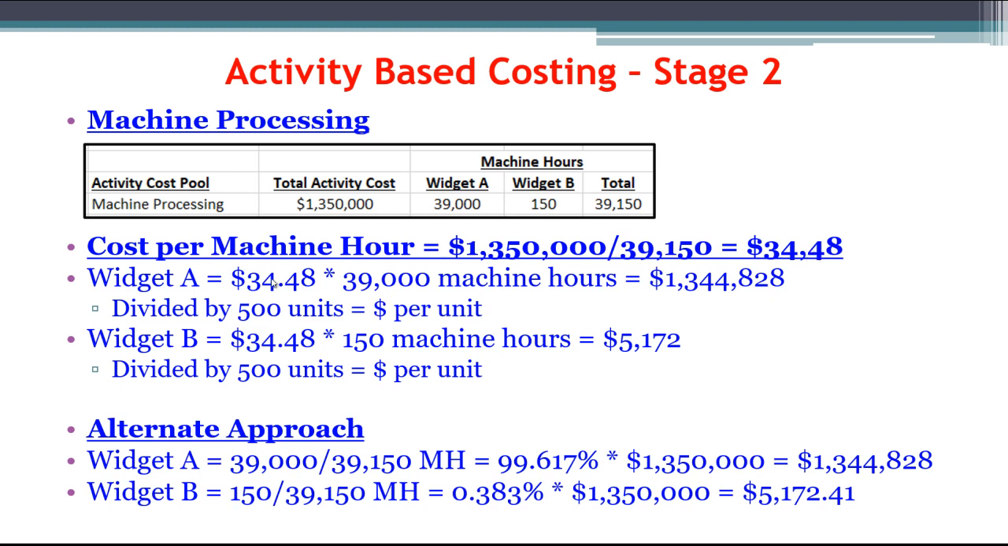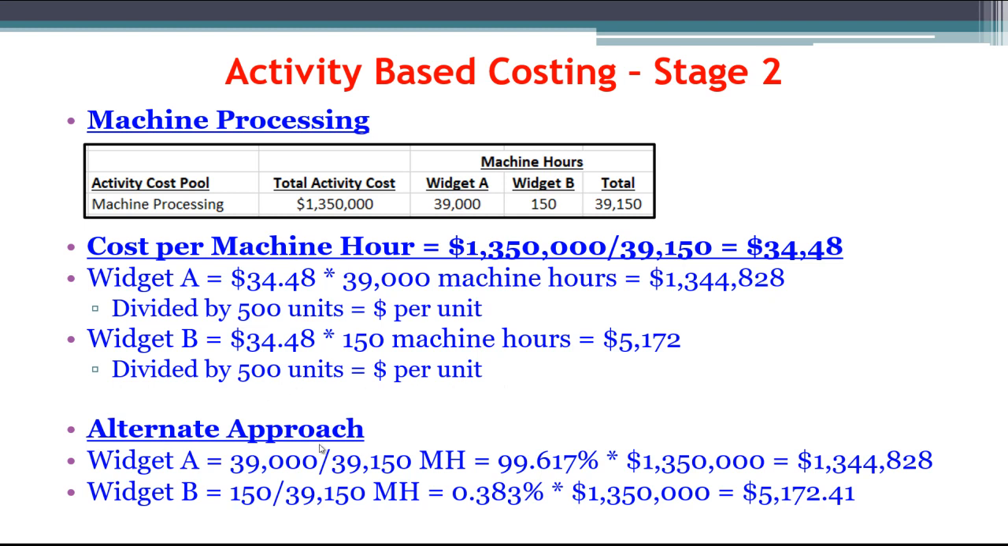Now, widget A actually used 39,000 machine hours, so it gets $1,344,828. Now, if we want to divide that by the 500 units, we'll get a dollar amount per unit. Widget B uses the $34.48 rate, the same rate, times just 150 machine hours to get a total of $5,172 for the entire product. And again, we'd want to divide that by 500 units to get the dollar amount per unit there.